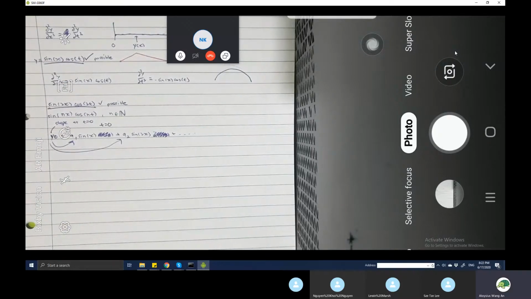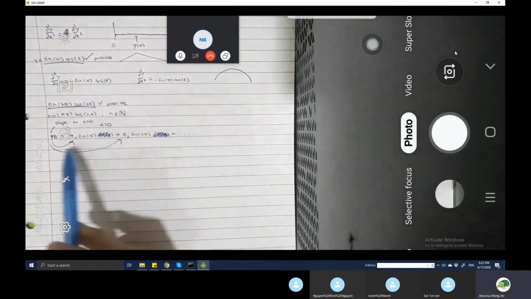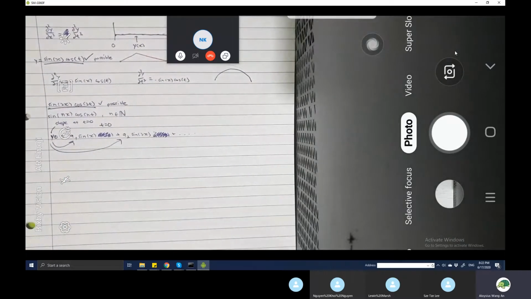And basically this is the idea of your Fourier series. You're taking a specific graph and you're decomposing it into your sines and your cosines.